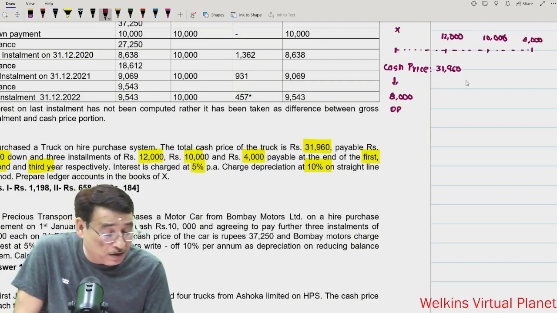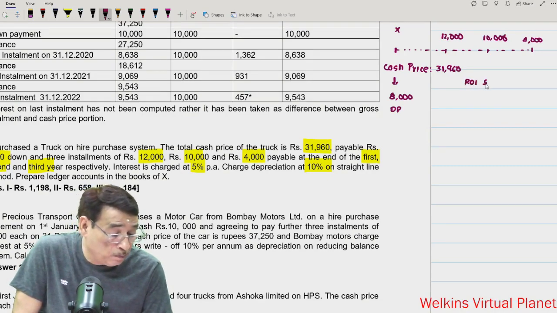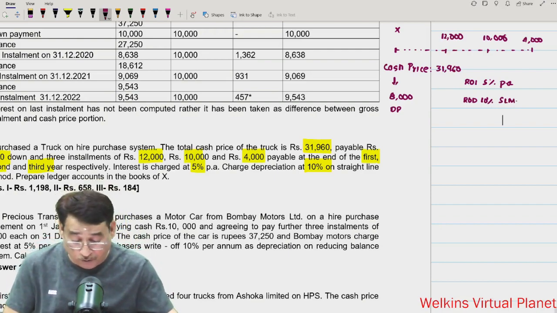Besides, in this question, it is also given that the rate of interest is 5% per annum and the rate of depreciation, ROD, is 10% on a straight line method. Correct? This is the entire scenario of this particular question.